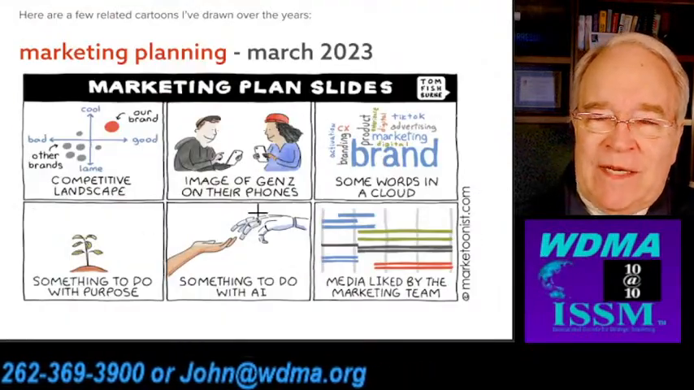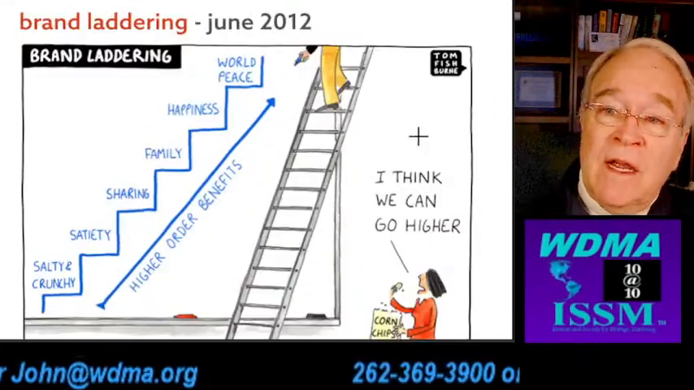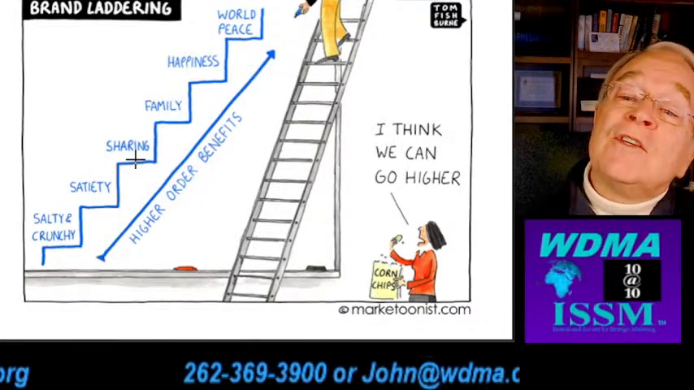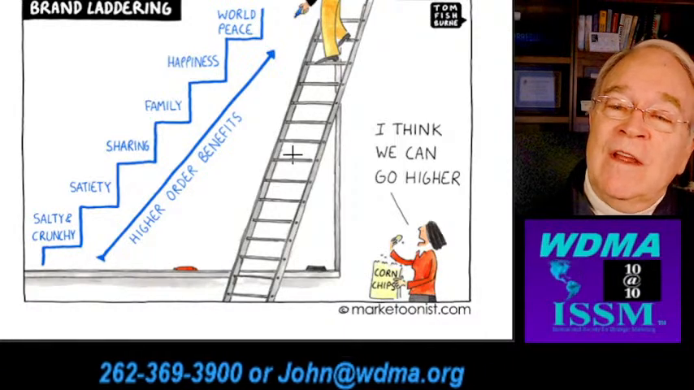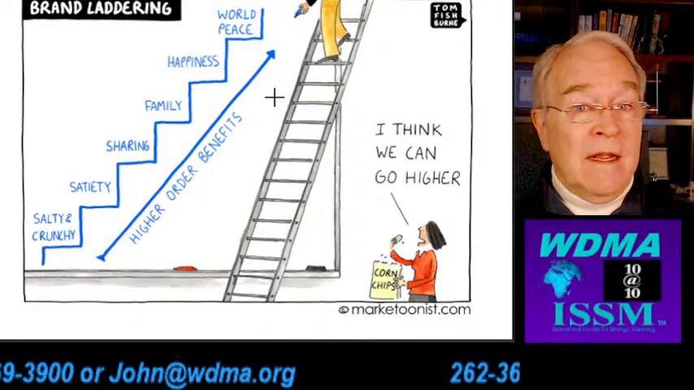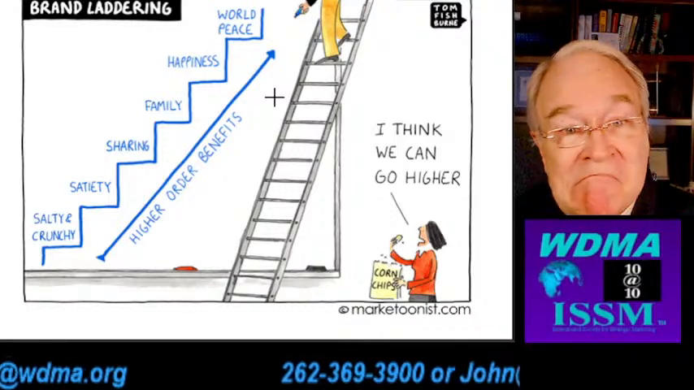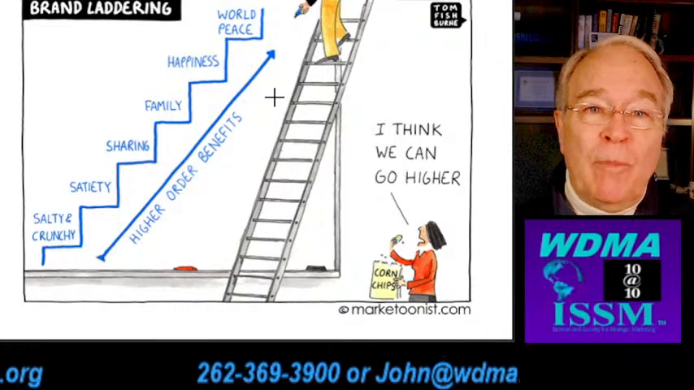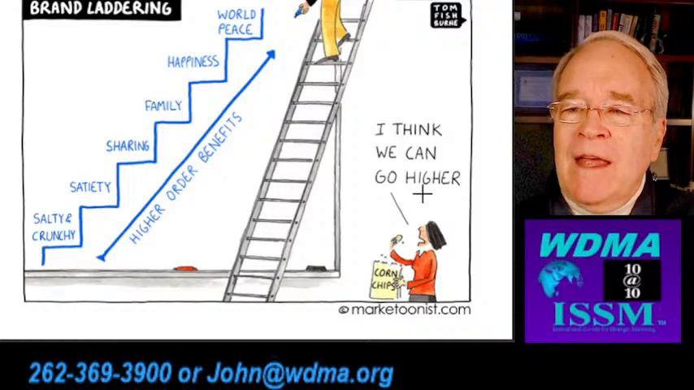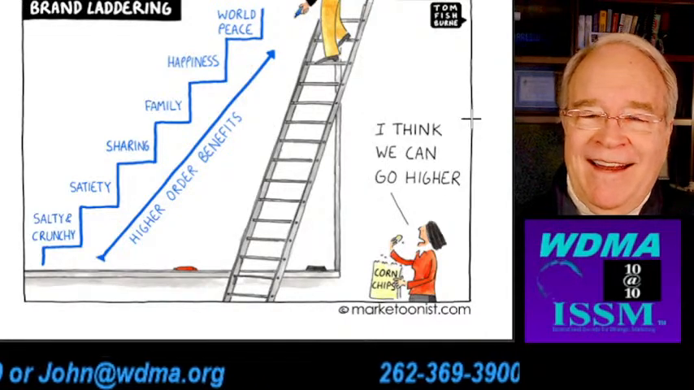And here's last week's cartoon, and it was just about the silly slides that could be in a marketing presentation. This one was actually very similar from 2012. Salty and crunchy, satiety, sharing, family, happiness, world peace: higher order benefits or concepts associated with the brand. And you do see a lot of that. And sometimes, Kevin the Carrot works for Aldi at Christmas. Some of it can work. It's not stupid. It's less stupid in marketing than it is in psychology, I think. And then the boss is eating the corn chips, or somebody. I think we can go higher.